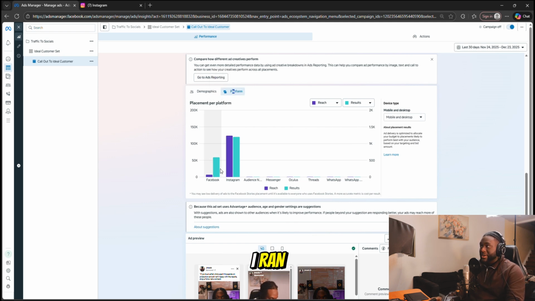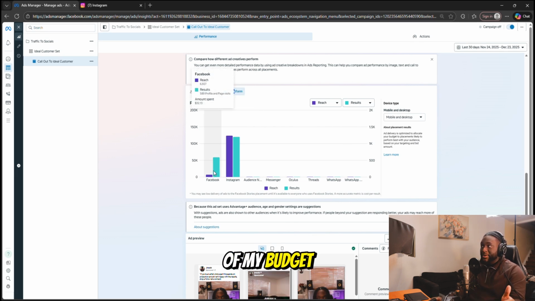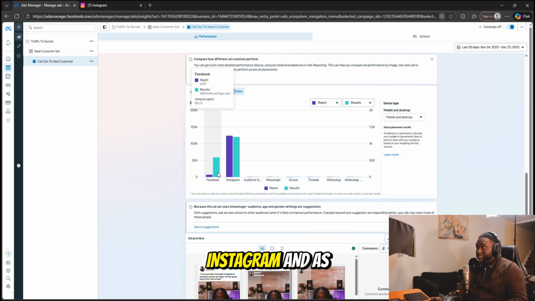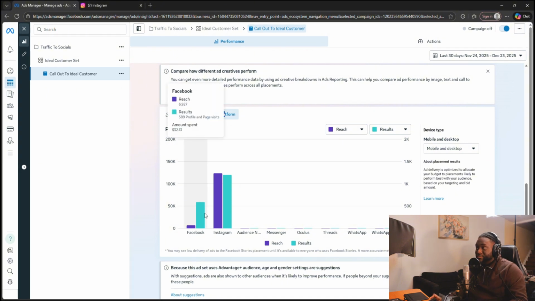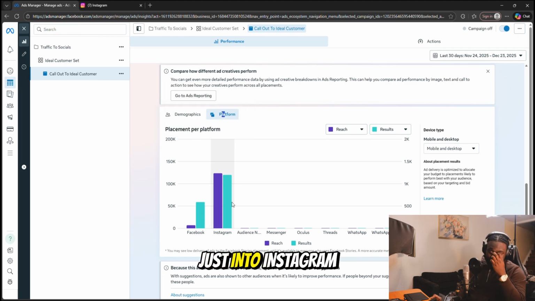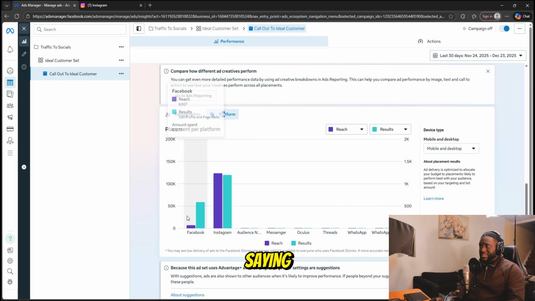So the fact that I had part of my budget going towards Facebook. And as we can see here, if I zoom in, the amount spent is 32.13. And if I had put that other 32.13 just into Instagram, I feel like I would have got a better yield. So I'm not saying don't use Facebook.